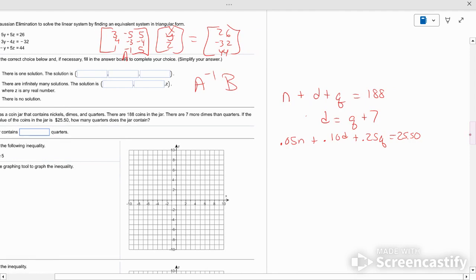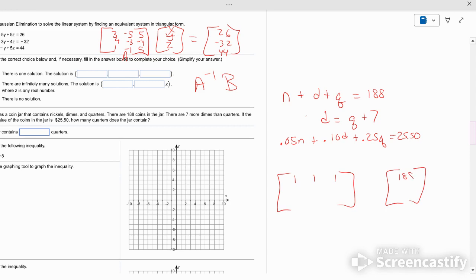So then I write a matrix for this. 1, 1, 1. Second matrix is going to be a 188. Then I'm going to move my quarter over. So it's going to be 0, 1, -1 should equal 7. And then 0.05, 0.10, 0.25 equals 25.50. And then again, I'm going to go A inverse B on this.